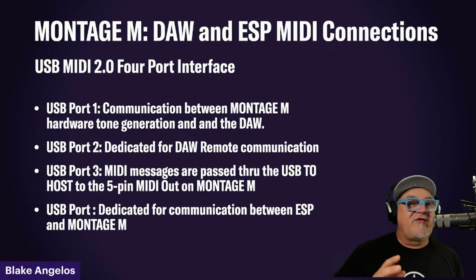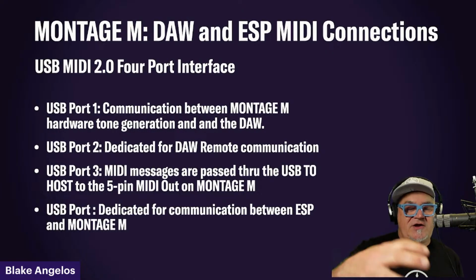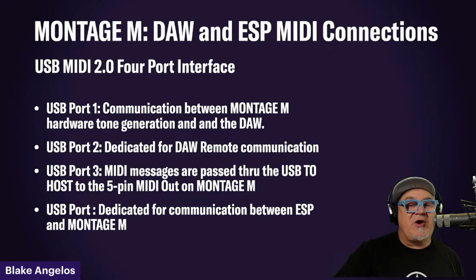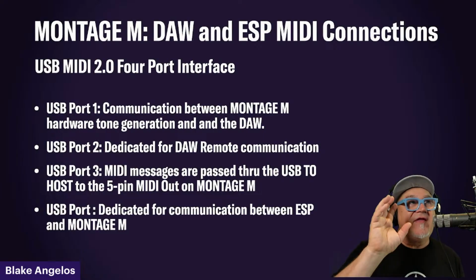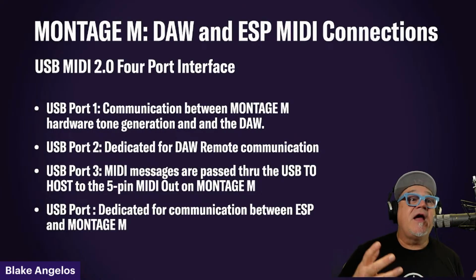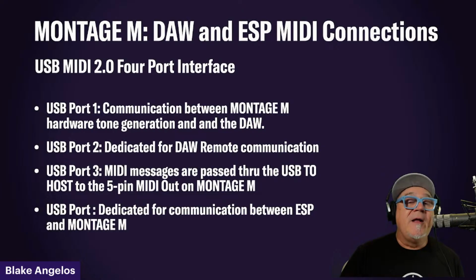Well, port 1 is communication between MONTAGE M and the hardware tone generator itself. So it's just your normal connection that you would do via a single MIDI cable if you used it that way. It is communication for the hardware tone generator only. USB MIDI port 2 is set up for DAW remote communication. So you can set up your remote control there and then tell your DAW, whichever one you're using, to look to USB port 2. And then I usually just set up to the standard Mackie control protocol. Works great. You can do all your mixing with the MONTAGE M hardware.